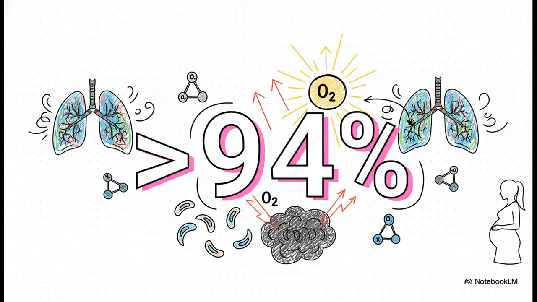If there is one number you tattoo on your brain from this whole explainer, it's this one, 94%. We need to keep their oxygen sats above 94% at all times. No exceptions. Hypoxia is the number one trigger, so preventing it is our number one job.